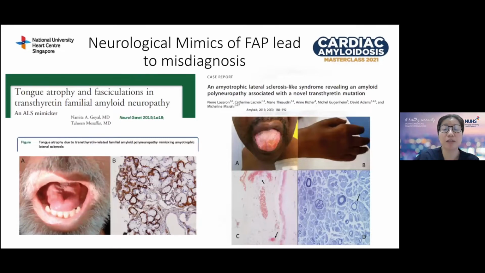Amyloidosis is known as the great imitator and can mimic other neurological diagnoses, as seen here where patients looked like they had amyotrophic lateral sclerosis when they actually had TTR amyloidosis, even down to the scalloped and wasted tongue with the tongue fasciculations.